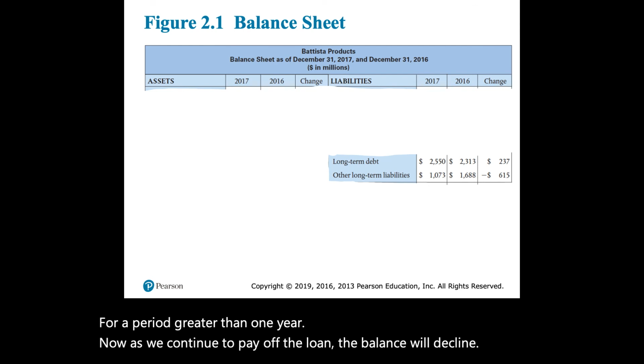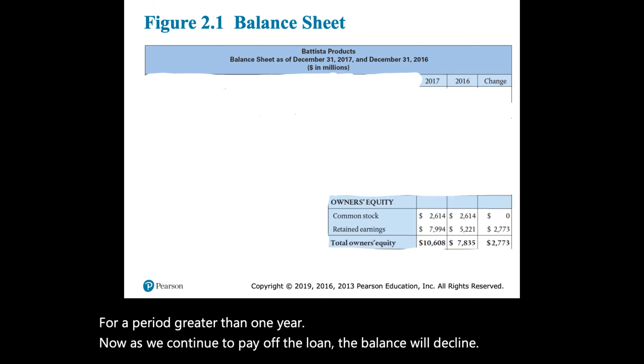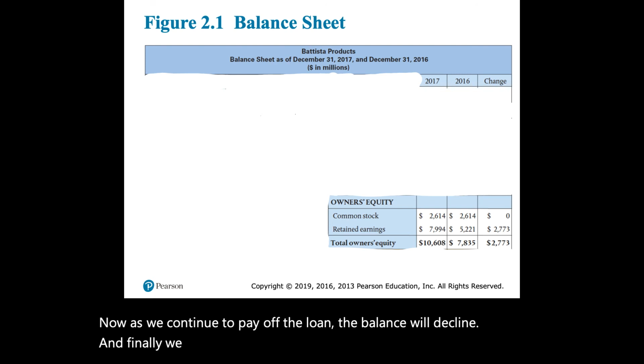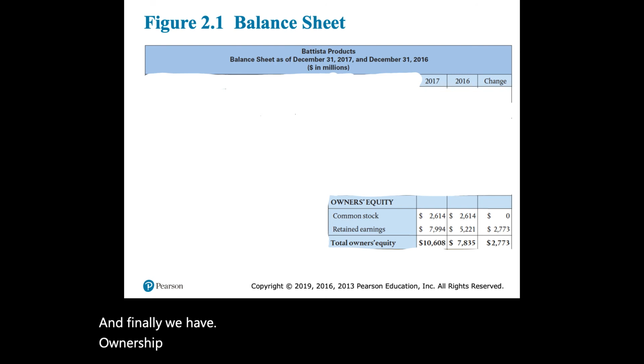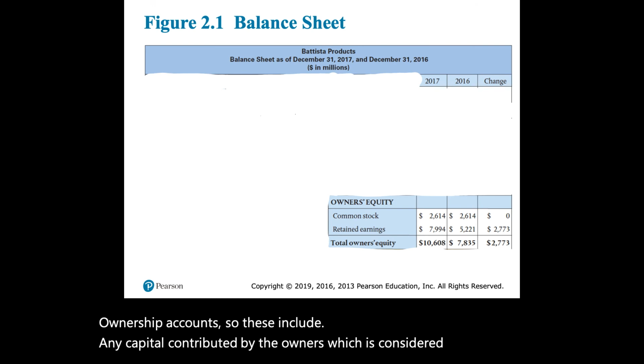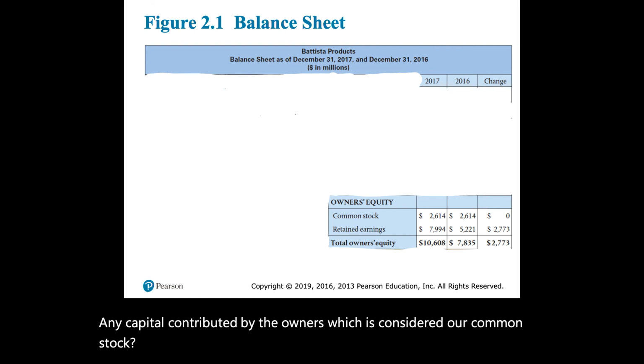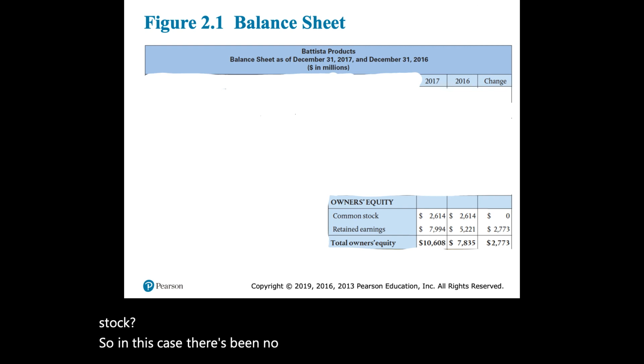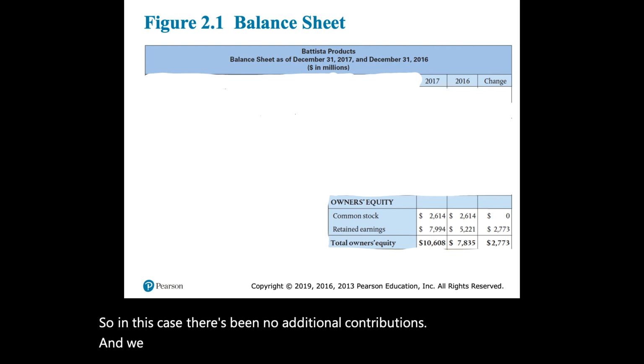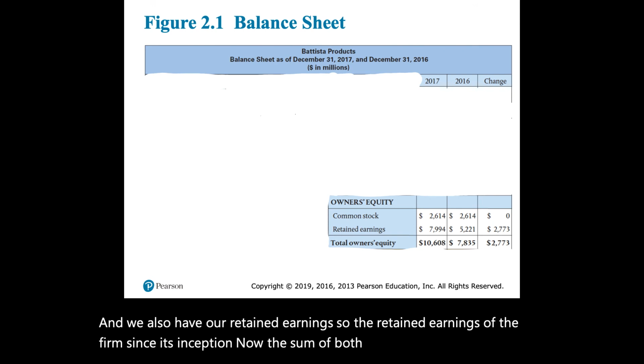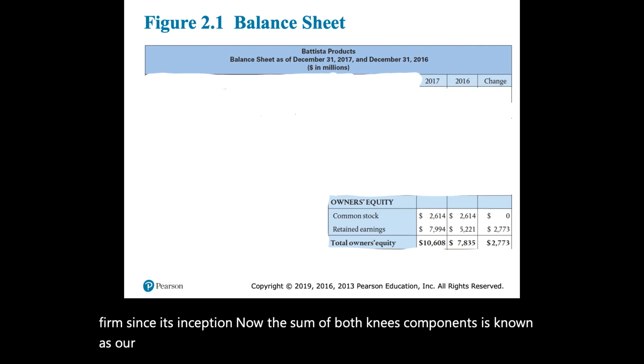And finally, we have ownership accounts. So these include any capital contributed by the owners, which is considered our common stock. So in this case, there's been no additional contributions. And we also have our retained earnings, so the retained earnings of the firm since its inception. Now, the sum of both these components is known as our owner's equity or stockholders' equity on the balance sheet.